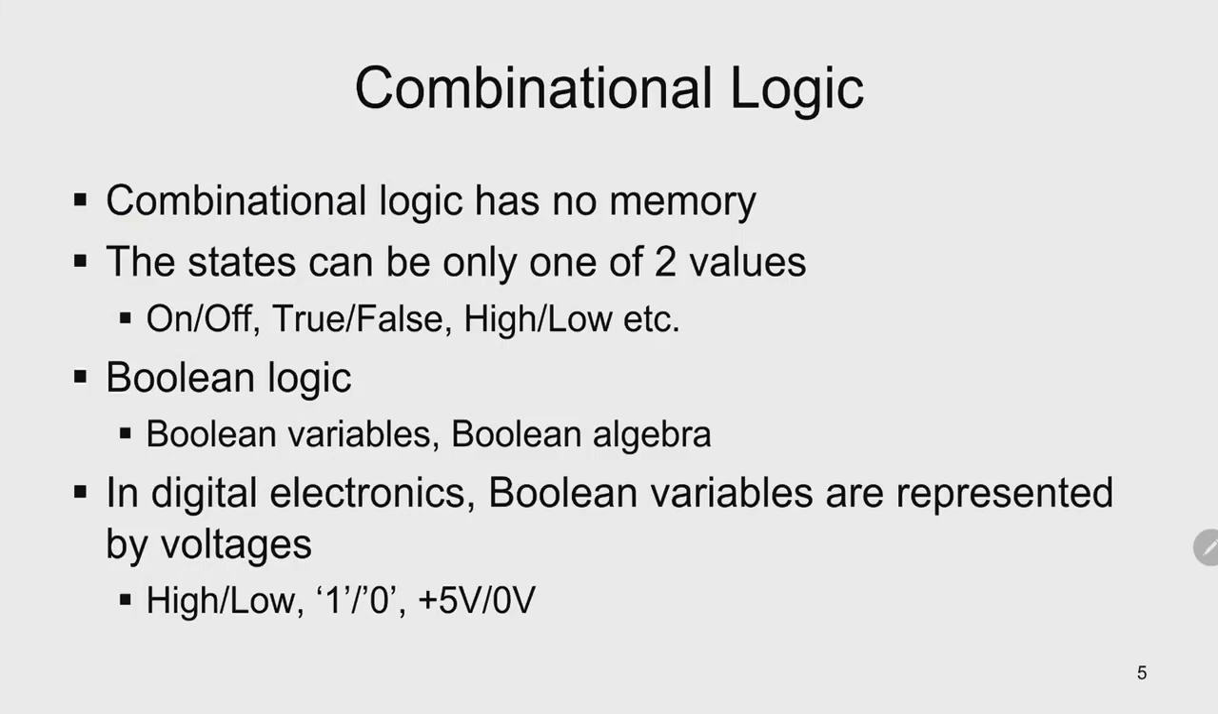Okay, so this is a summary of what I said. Combinational logic has no memory, so it doesn't depend on what the output is. The state can only take 2 values, so this is either on or off, true or false, a high or a low voltage. So it's a binary system, only taking 2 values.